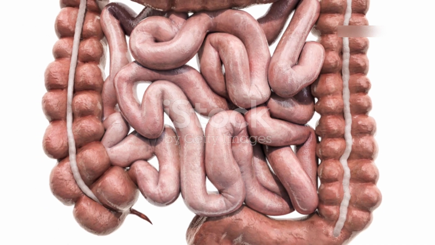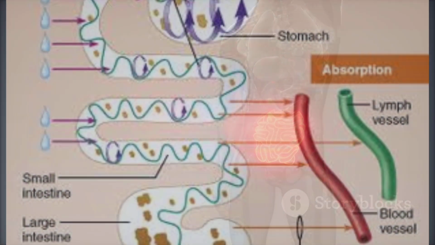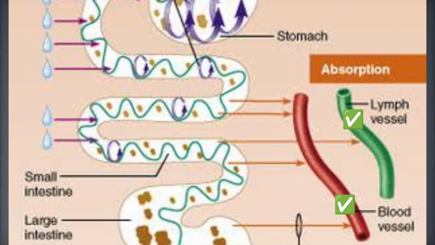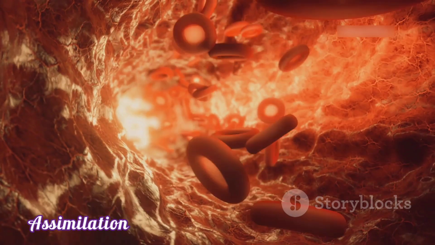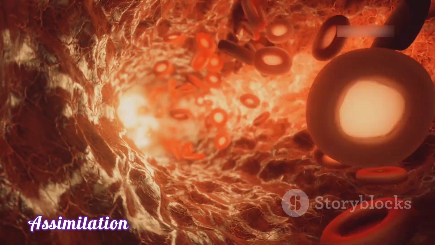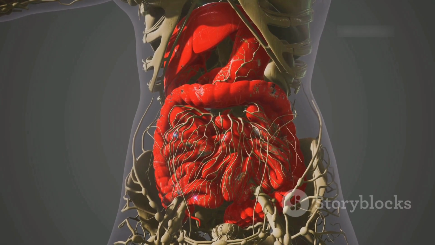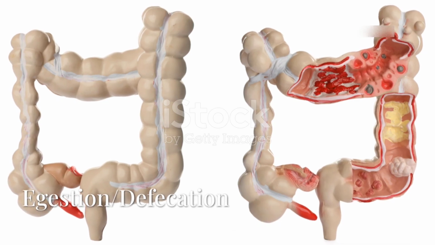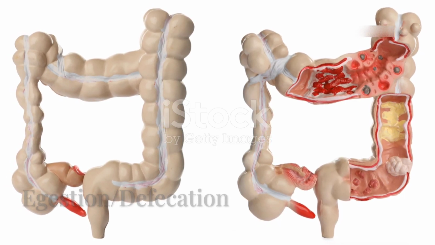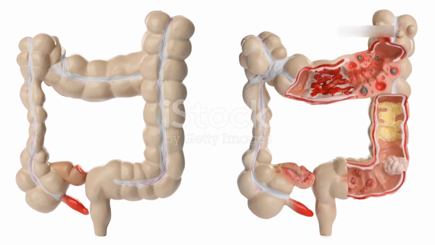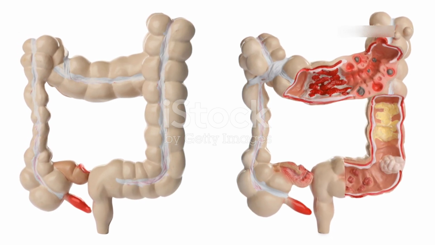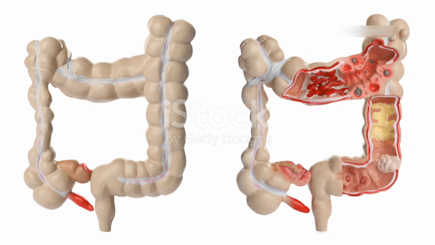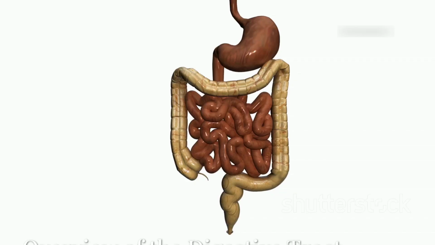Absorption is the diffusion of simpler food particles from the alimentary canal into the blood and lymph. Assimilation is when those simple food particles are incorporated across the body, or basically when the food actually becomes part of the body. Egestion, or defecation, is basically the removal or elimination of undigested food from the body, and this process is called defecation.